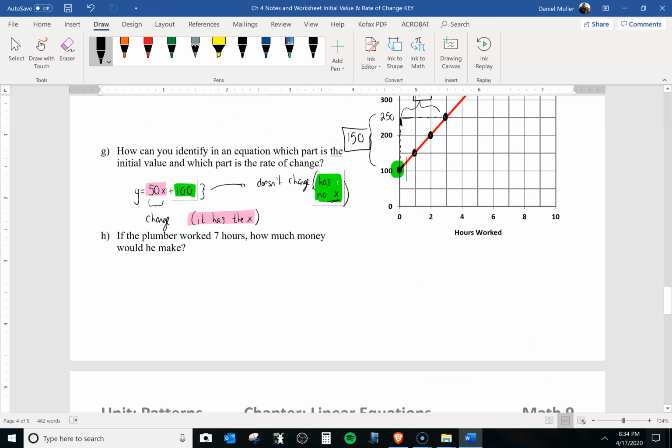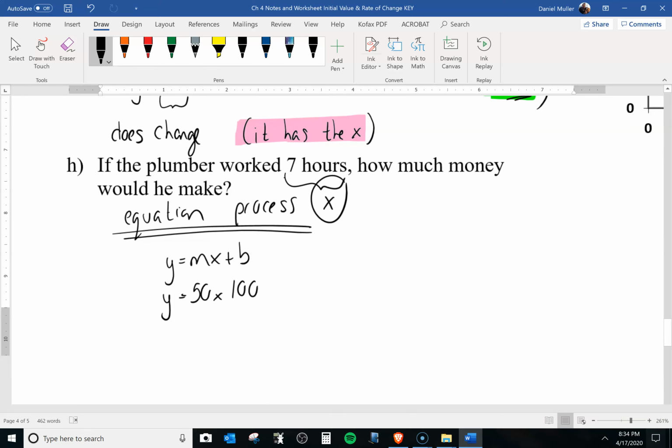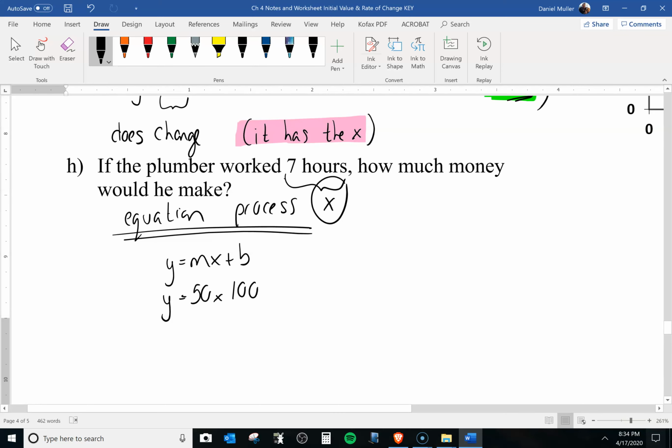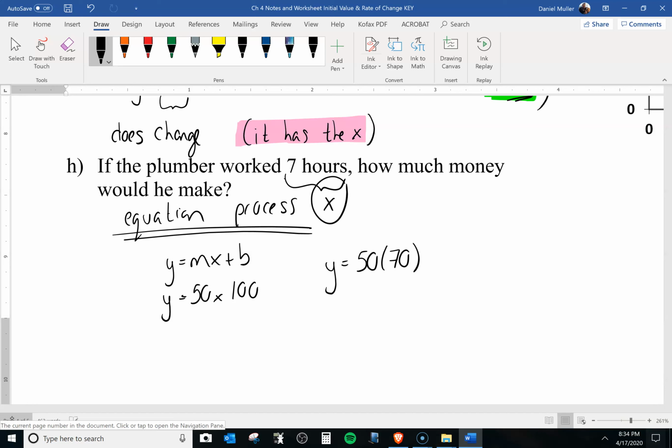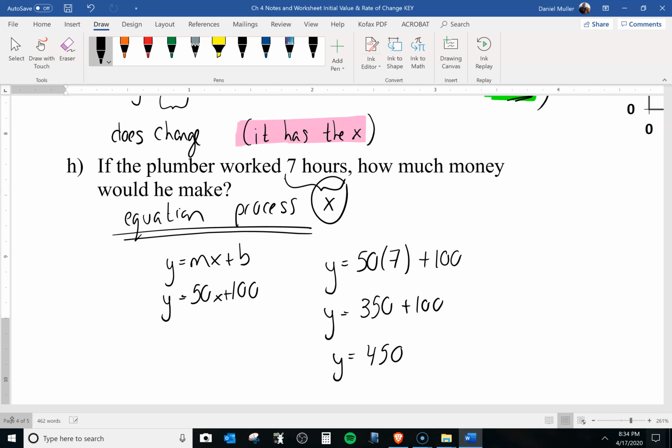So it says that our x is in hours, so we just need to take this equation, and instead of x, we can just write 7, and then we can add 100. So then you get 50 times 7, which is 350, plus 100, and it equals 450, which is exactly the same thing we got when we predicted.